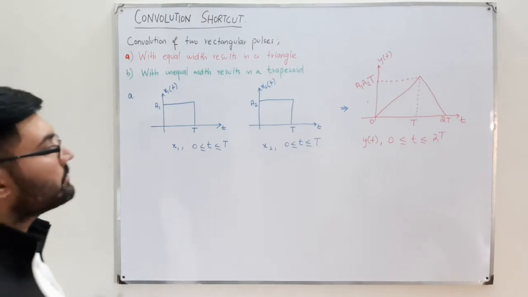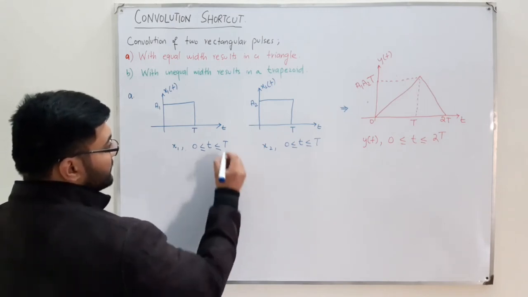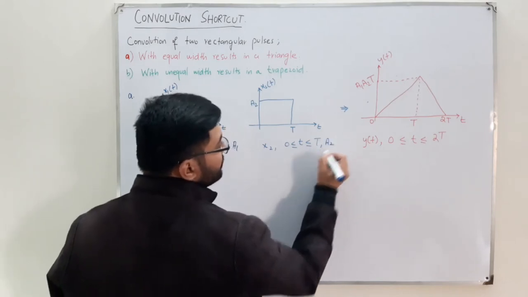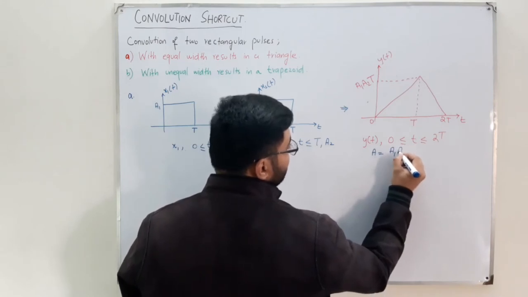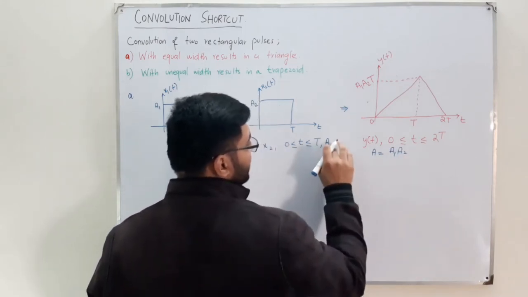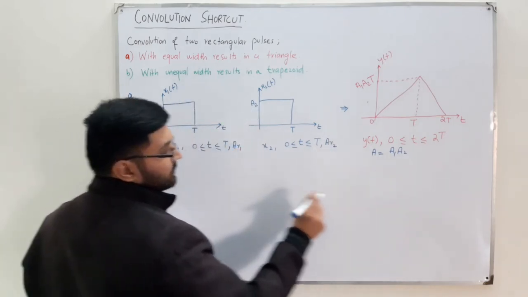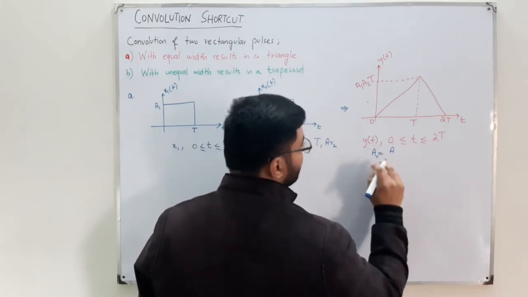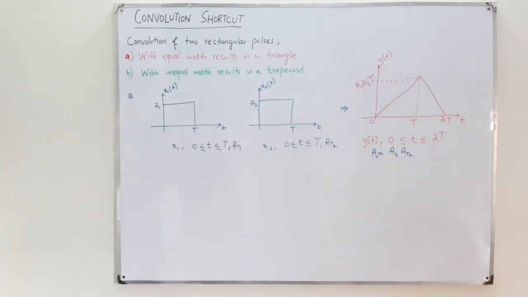The area, you can again find, as we talked about in the previous video. If X1 has area A1 and X2 has area A2, the area for y of t would be equal to A1 multiplied by A2. Or let me write an R with it so that we do not confuse it with the amplitude. So the area of y of t would be the product of the areas of 1 and 2. So this is the first case, that of equal width.